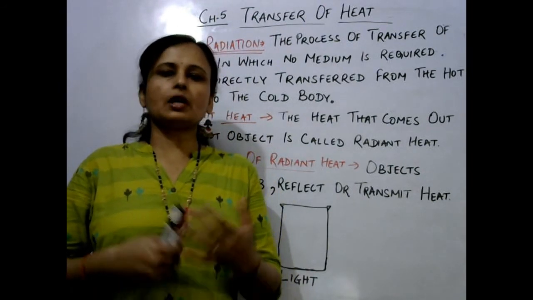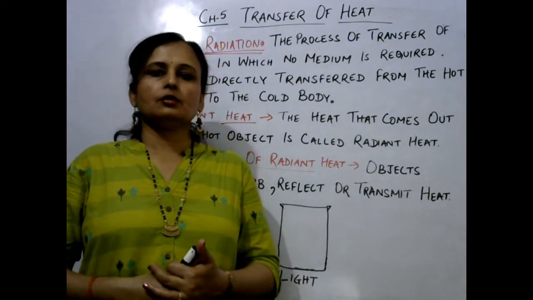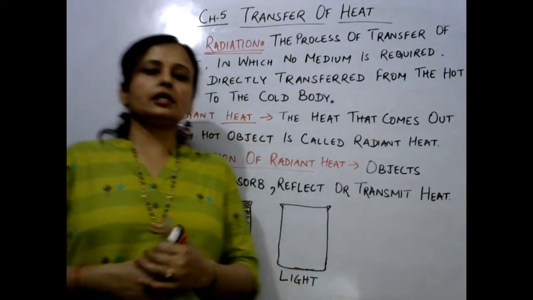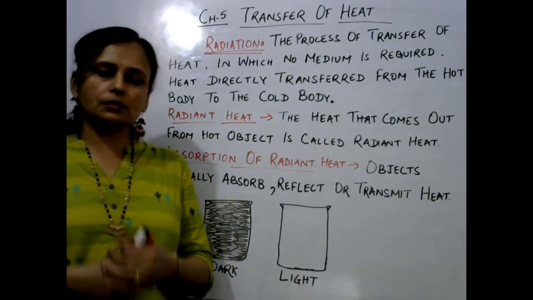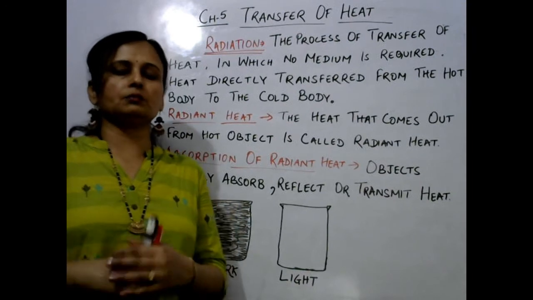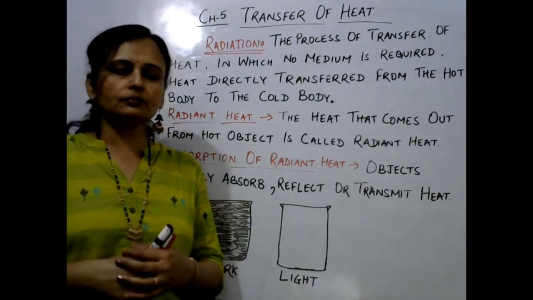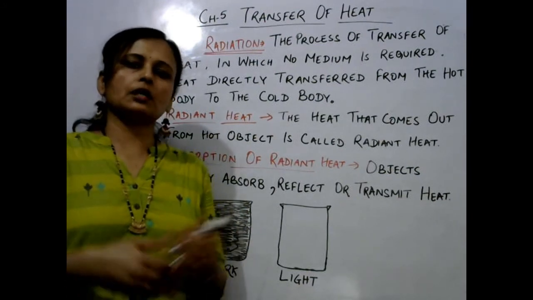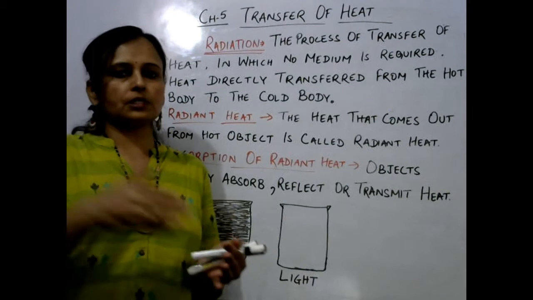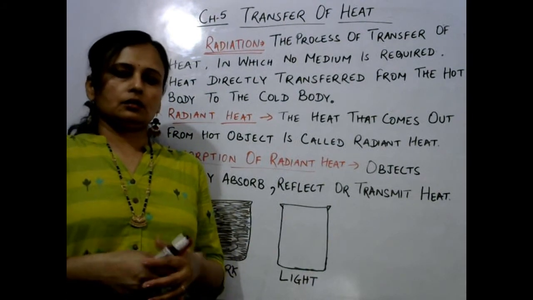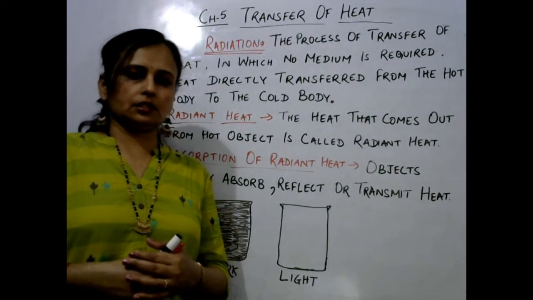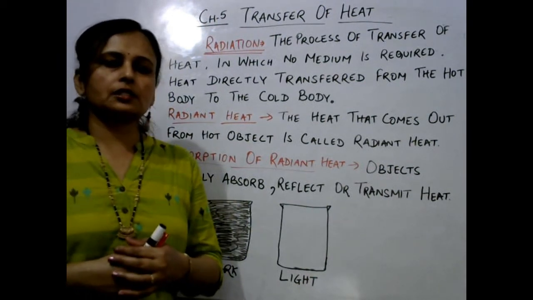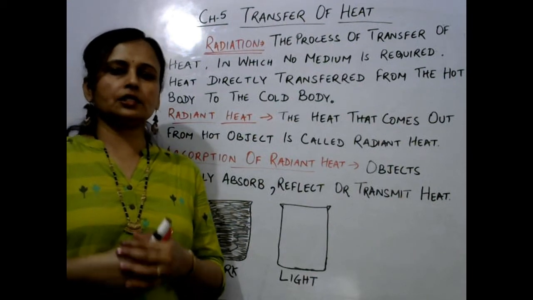So how do all these things happen? Without any medium, how does it take place? This is the nature of radiation. In this mode of transfer of heat, it can travel without any medium, and the heat that comes from the hot object to the cold object is known as radiant heat. So the heat which is released during the process of radiation is called radiant heat.